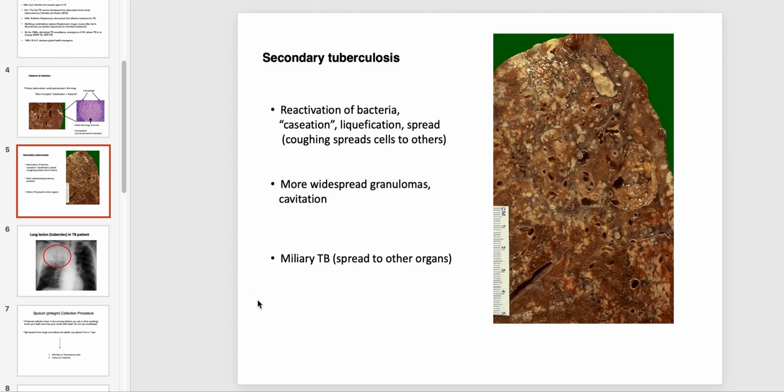Secondary tuberculosis is a reactivation of the bacteria, and typically it's followed by or preceded by caseation or liquefaction, where the microbes start to grow, and apparently they, again, start producing digestive enzymes, and obviously the immune system reactivates and starts killing tissue as well, and trying to kill the microbes.